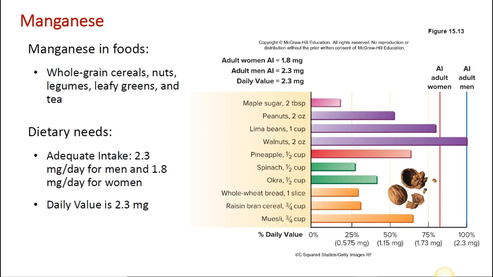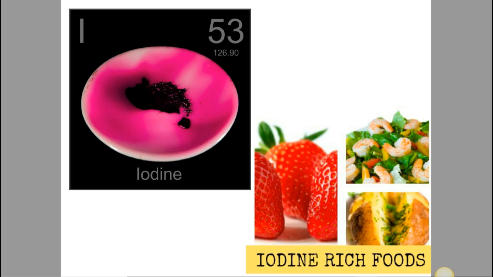Oh, we're going to just briefly touch on manganese. We've just got one slide on this trace mineral. We find it in whole grain cereals, nuts, legumes, leafy greens, and tea. So primarily we find this in plant-based sources. Again, you don't need to know the needs, but here is a good sampling of some foods high in this nutrient.